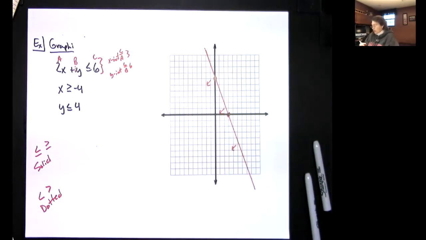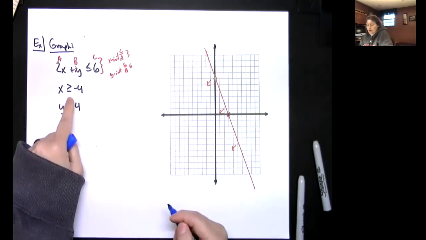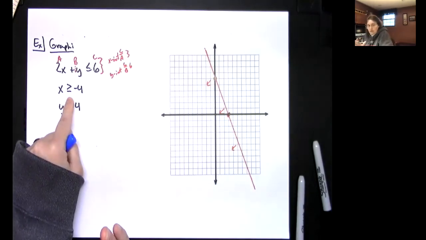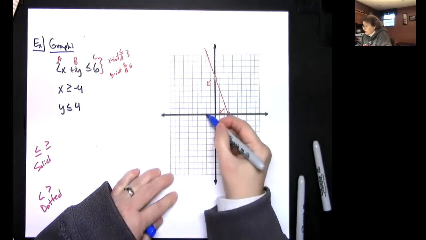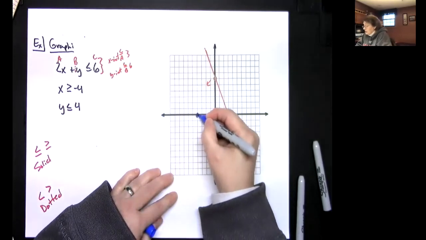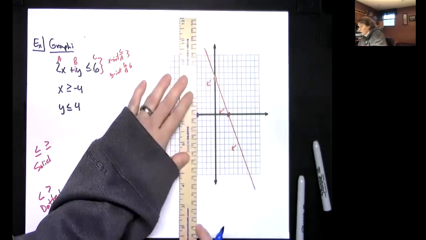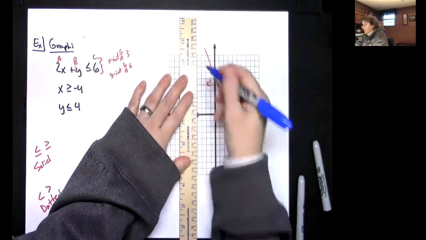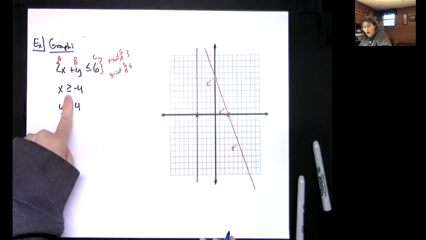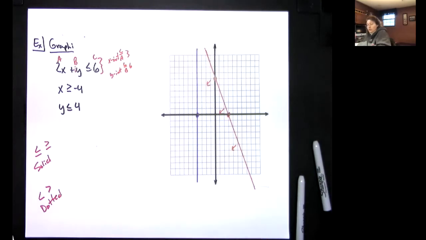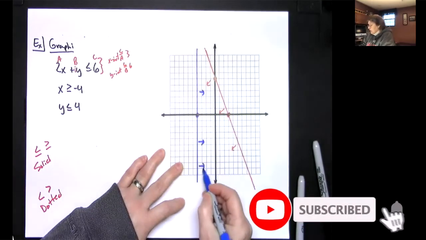I'm going to go ahead and color code all of this. So x greater than or equal to -4, when it's x, go to the x-axis, go to that number. So 1, 2, 3, 4. And then draw an up and down line through that. So that'll be a vertical line. And then this says x is greater than -4. So where are the numbers that are greater? To the right-hand side. So I'm shading this way.